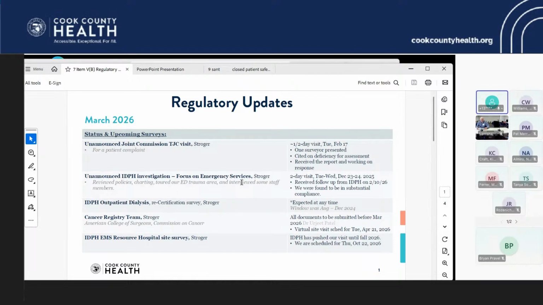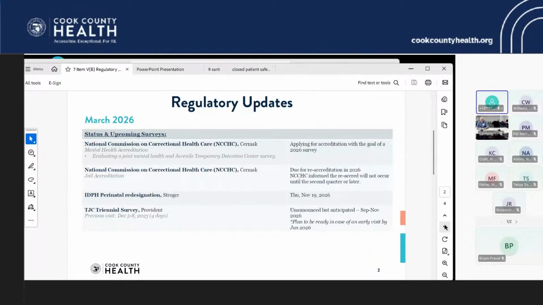IDPH outpatient dialysis. This is a recertification due at Stroger, and it's been expected at any time, and we are still waiting on that. Cancer registry team for Stroger. We have a virtual site visit coming up next month, which is going to be on Tuesday, April 21st. And IDPH EMS Resource Hospital Site Survey, also at Stroger, we're scheduled for Thursday, October 22nd. Next slide, please.